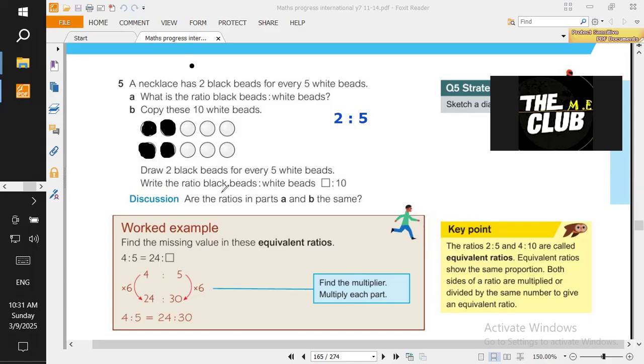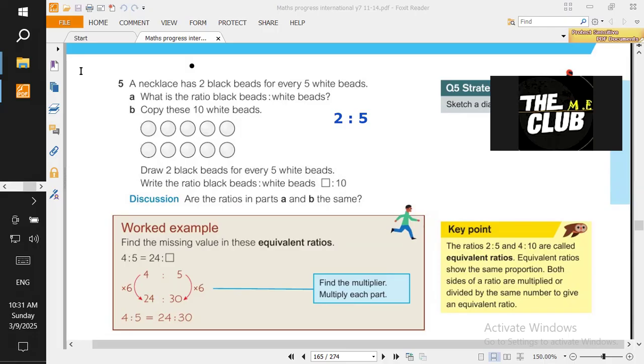Now write the ratio of black beads to white beads. So how many blacks? Very good, 4. And how many whites? Draw 2 black beads for every 5. Draw, not cover this with black. Okay, it's different, yes. So it's draw, not cover.